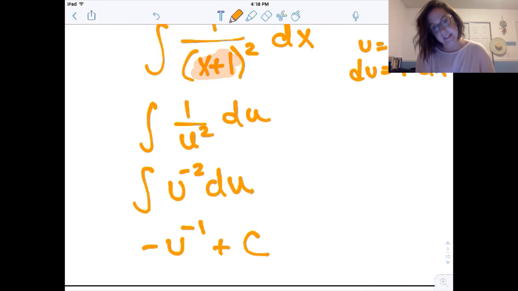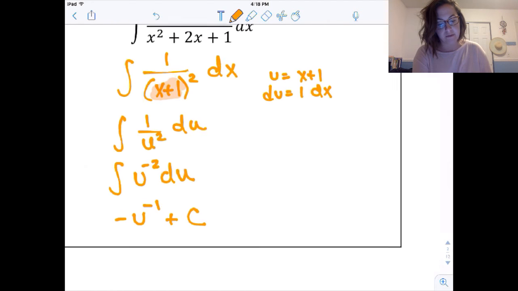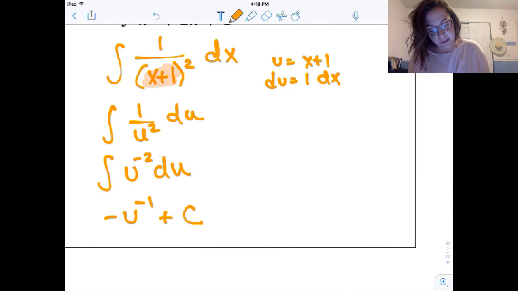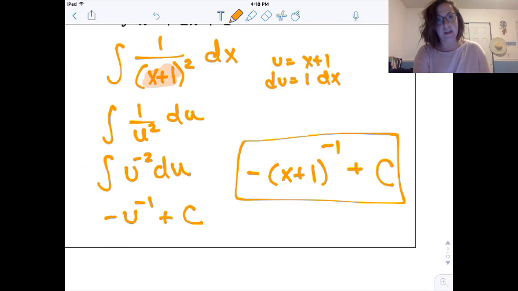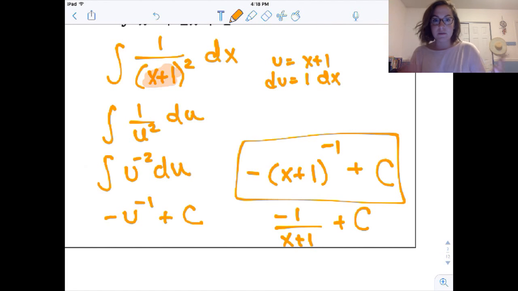So that is my antiderivative, right? Now that is not your final answer because you want it in terms of x, not u. So it would be negative x plus 1 to the negative first plus c. And that would be your final antiderivative. Now you could rewrite that a bunch of different ways. It could be negative 1 over x plus 1 plus c, right? If this was a multiple choice, there could be more than one way to look at this, but at least for this, any of those forms are fine. Again, send questions in as you have them. I'm happy to answer anything.